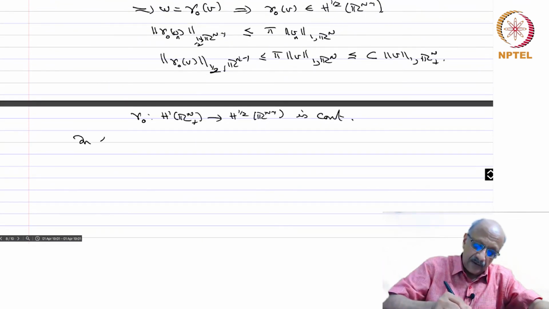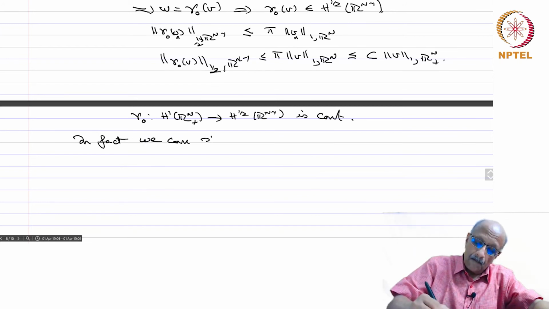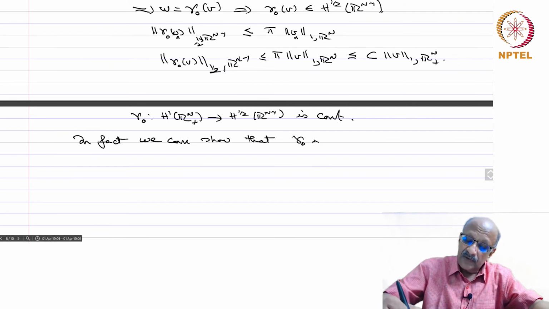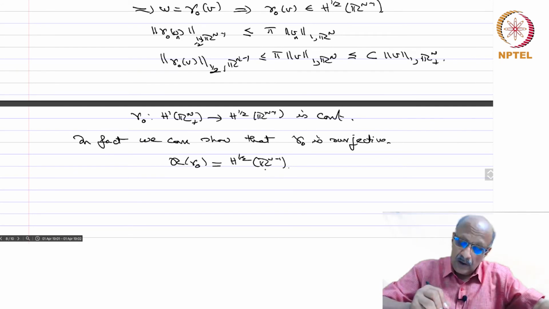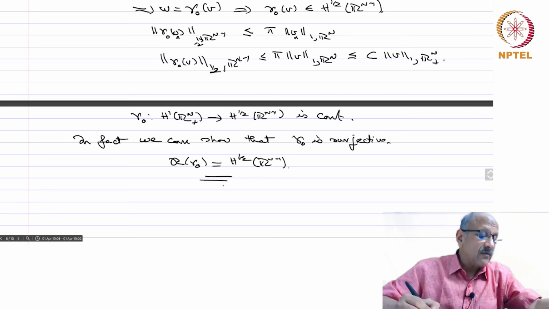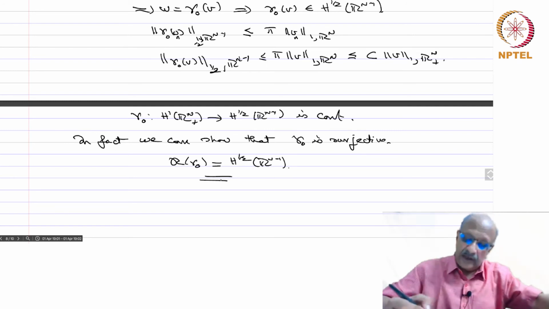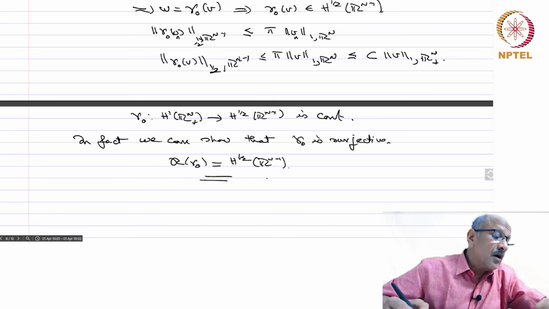So in fact we can show that gamma naught is surjective, that is range of gamma naught equals H half of Rn minus 1. I am not going to prove this. You can check the proof in the book Topics in Functional Analysis and Applications, which I mentioned to you, and you have that. In fact, you can actually construct a pre-image for this one.